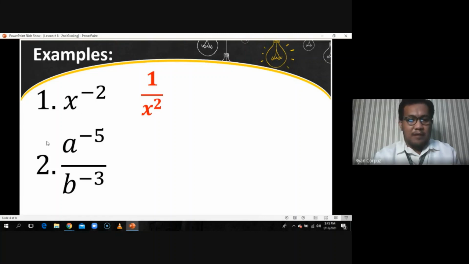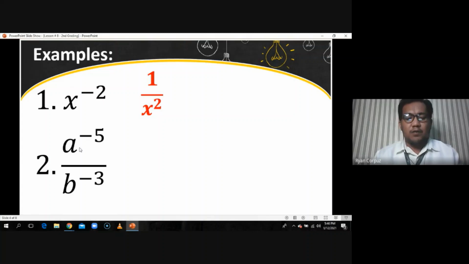So this a raised to negative 5, if you want to make a negative 5 exponent positive, you have to put it on the denominator part. On the other hand, this b raised to negative 3, if you want to make this exponent positive, you have to put it on the numerator part. So, ganun lang. Kapag yung exponent mo na negative nasa numerator, lagay mo siya sa denominator. If your exponent na negative is on the denominator, lagay mo siya sa numerator for you to make that negative exponent positive.